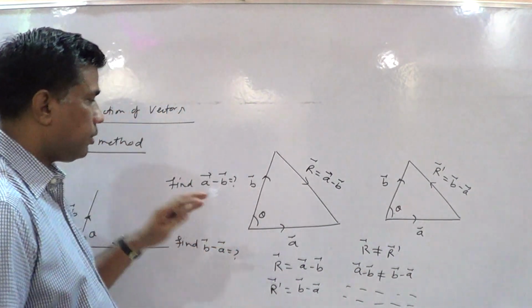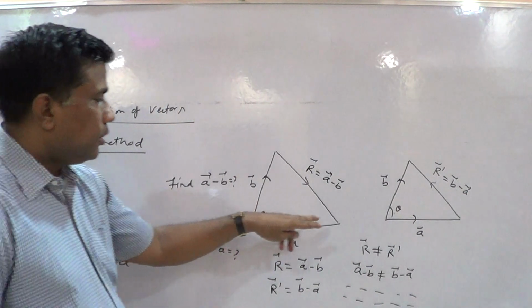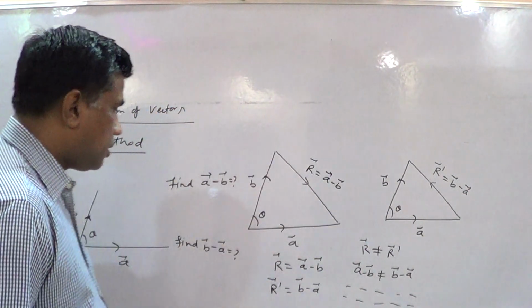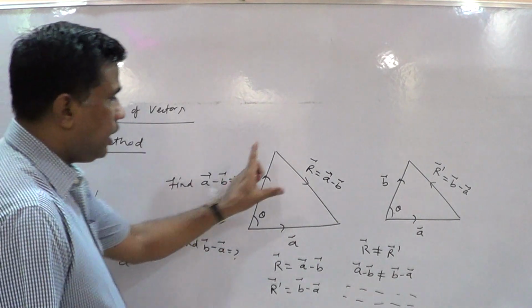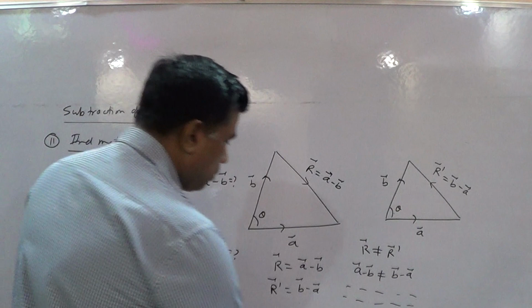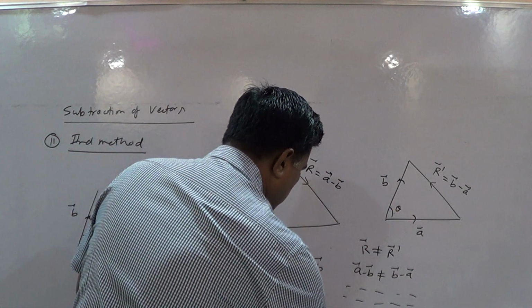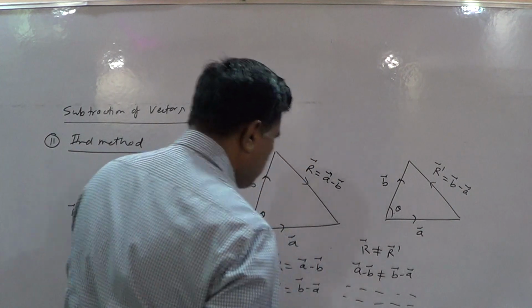If you use a meter scale and protractor to make all these things, you will find that the length of this vector will be equal to the length of this vector. At that moment, students, you can write mod of this vector R is equal to mod of R dash.